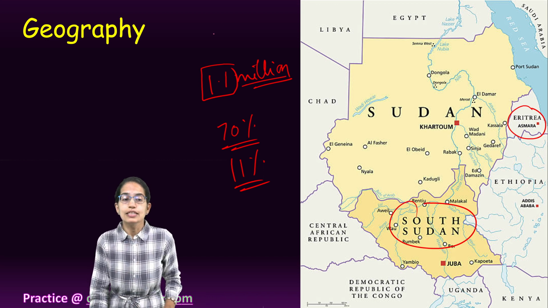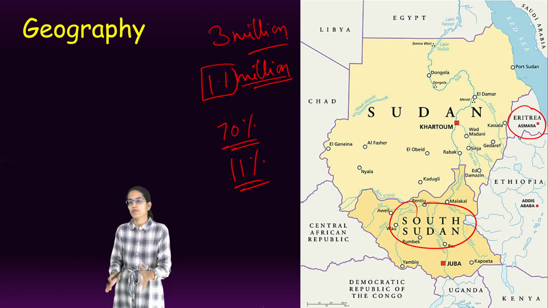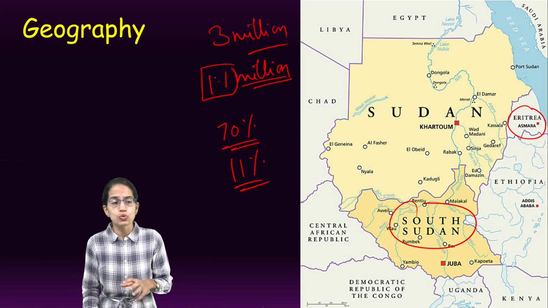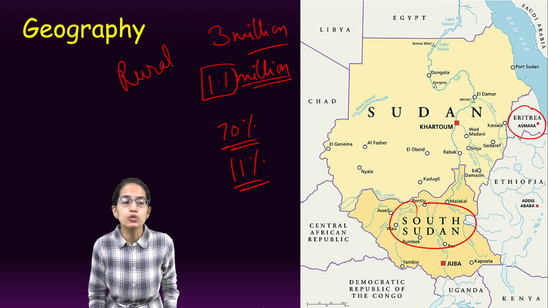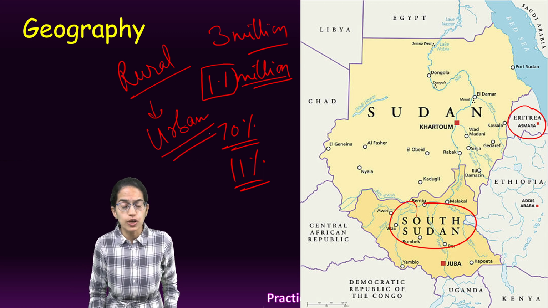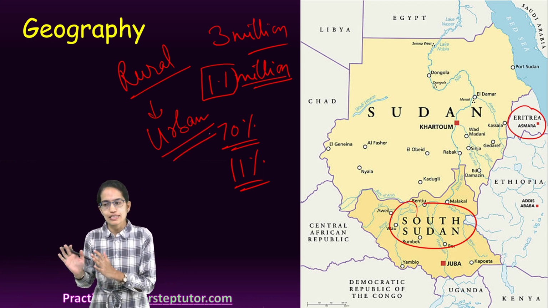Along with that, there are nearly 3 million internally displaced people in Sudan. Also important to note, the unrest in Sudan was so far in the rural areas, but recently it has spread to the urban fringes, with the youth and women playing an important role in the recent unrest.